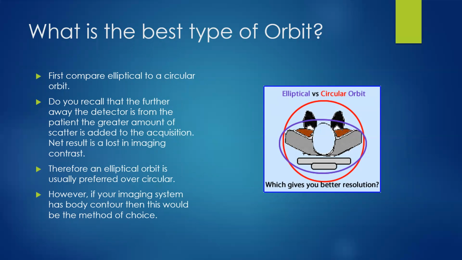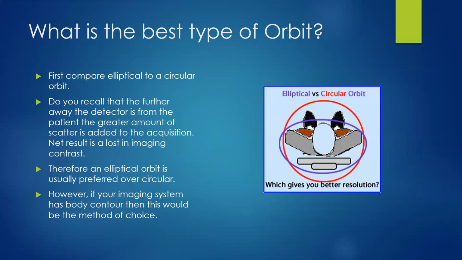And one final thought that I don't have on this slide: there are a few nuclear medicine procedures that actually require you to do a circular orbit. Certain brain scan procedures require that, in which case you have no choice. That's what you have to do.